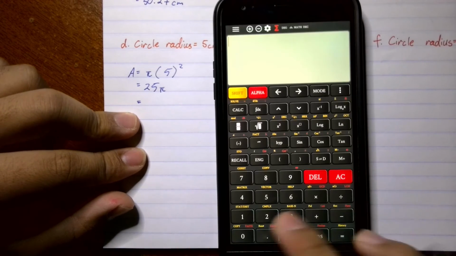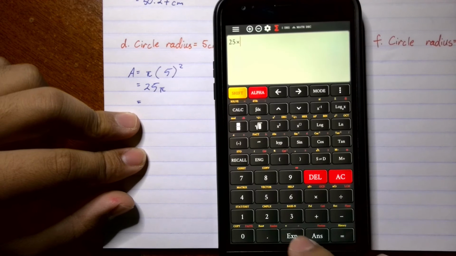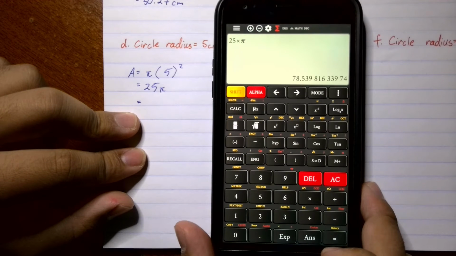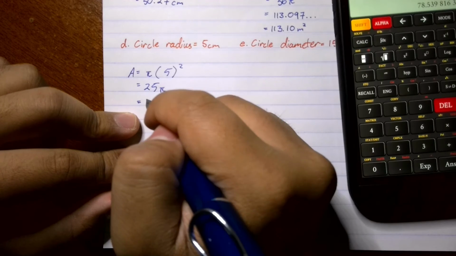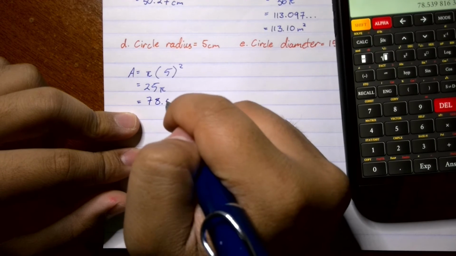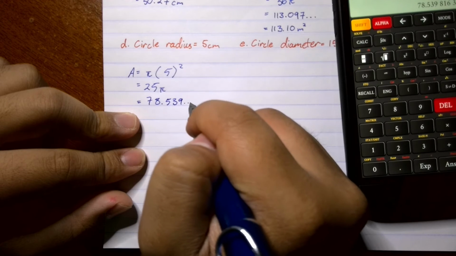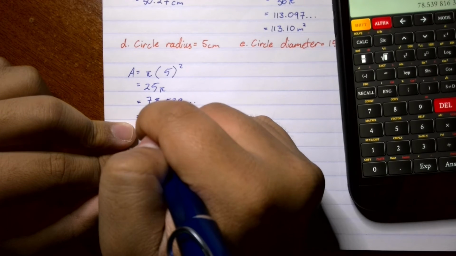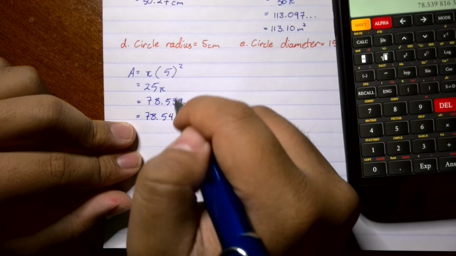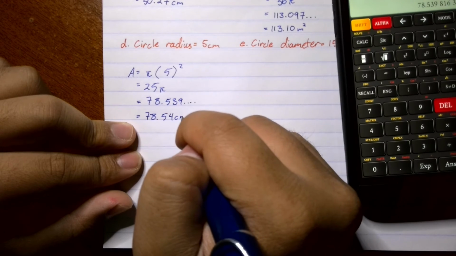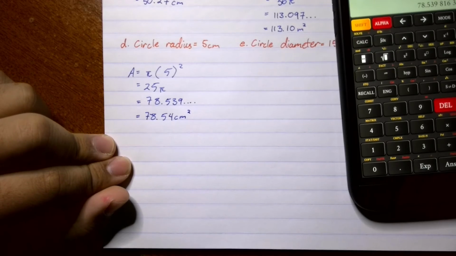And using our calculators for this, 25 times pi will give us 78.539. Rounding it off to two decimal places, 78.54 centimeters squared.